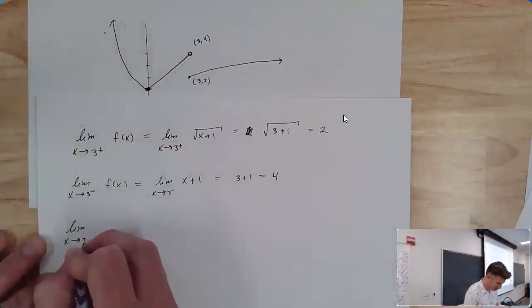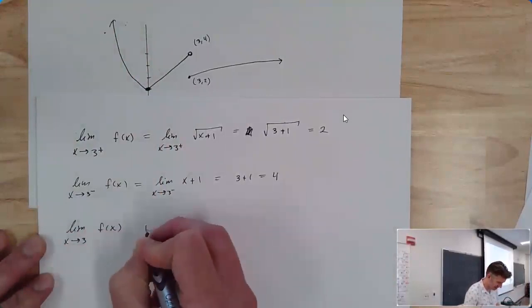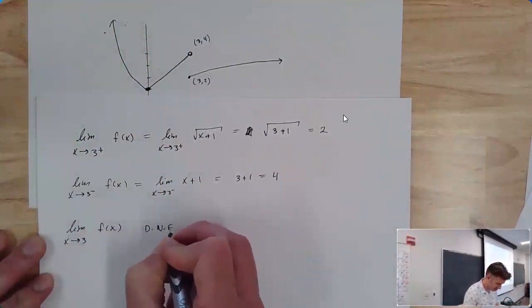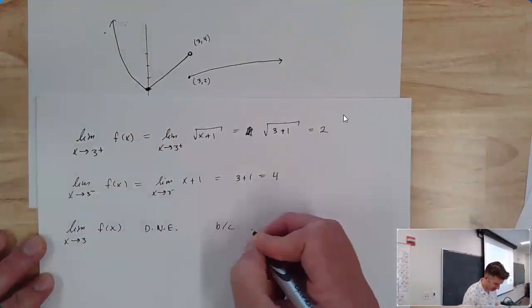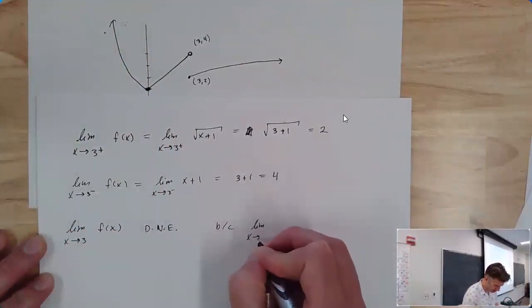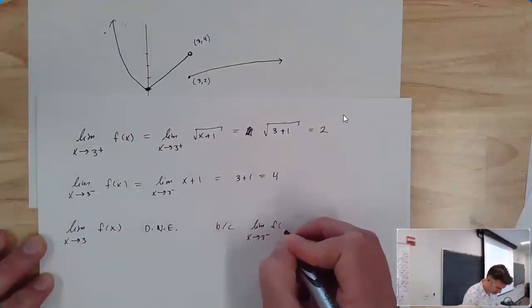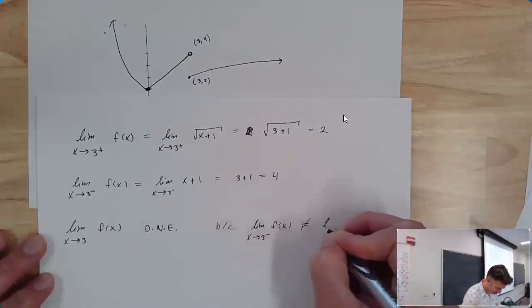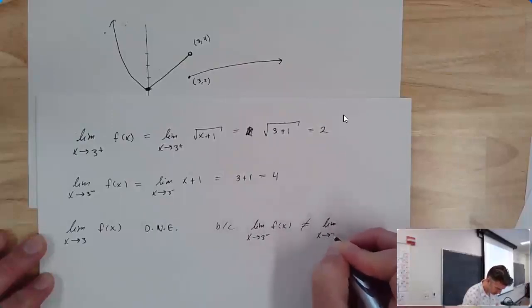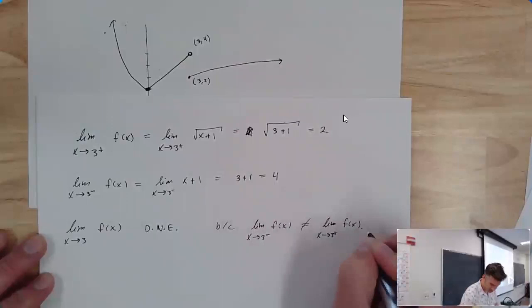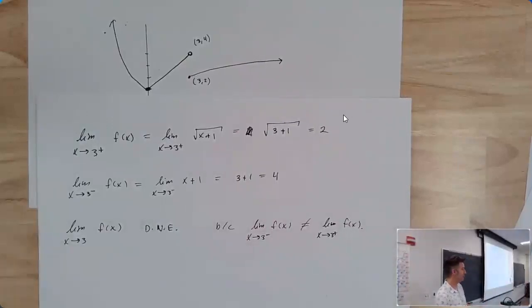Okay, so what this means for us as far as the overall limit is that the limit as x approaches 3 of f of x does not exist because the left-hand side and the right-hand side do not match up. The left-hand limit does not equal the right-hand limit. So that happens sometimes, right? If the left-hand limit and the right-hand limit don't match up, the overall limit doesn't exist. Question?